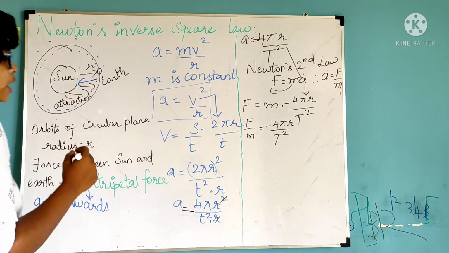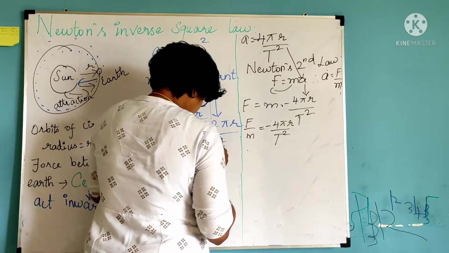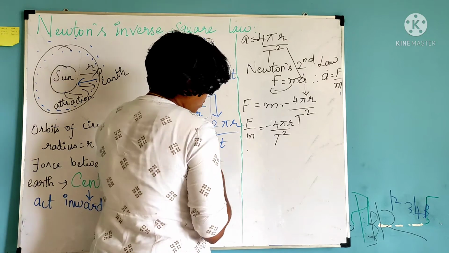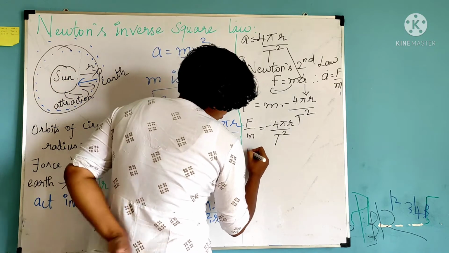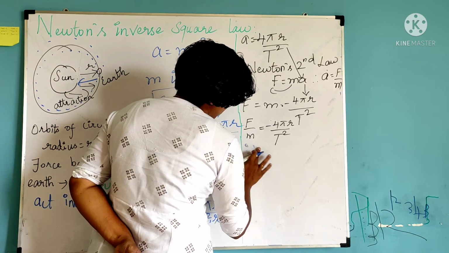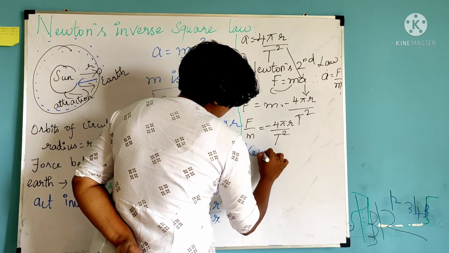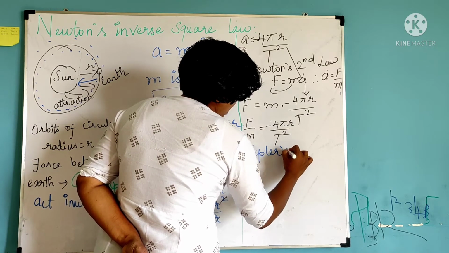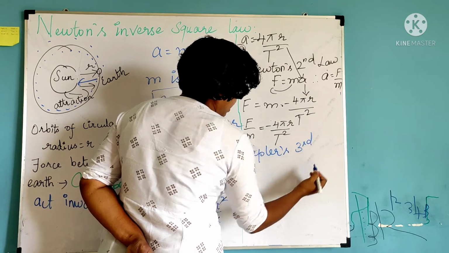And here we are going to implement Kepler's third law. Do you know what Kepler's third law is? How many laws has Kepler given? Same as Newton, Kepler has also given 3 laws for us. Law of area.